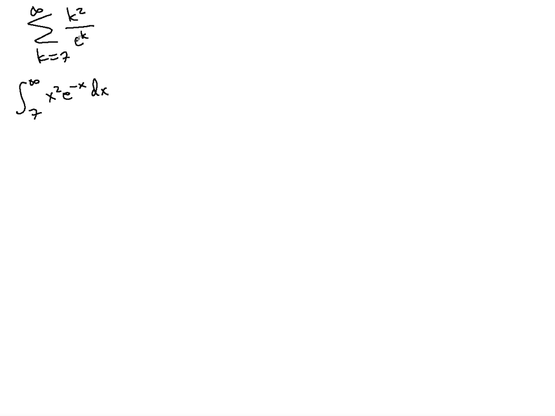Why negative x? Because e to the k in the denominator can be treated as e to the negative k multiplying, without the fraction. So we get it this way. Notice that what you will need is a limit as r approaches infinity, so that you substitute infinity with r, from 7, of x squared e to the negative x dx.